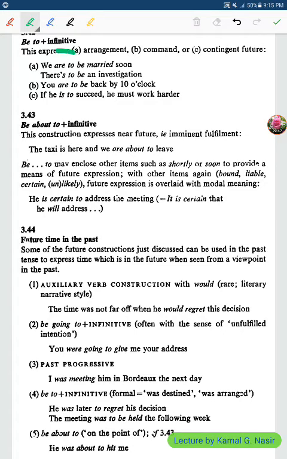The third case in which we use be plus to plus infinitive: if he is to succeed, he must work harder. If he wants to succeed.